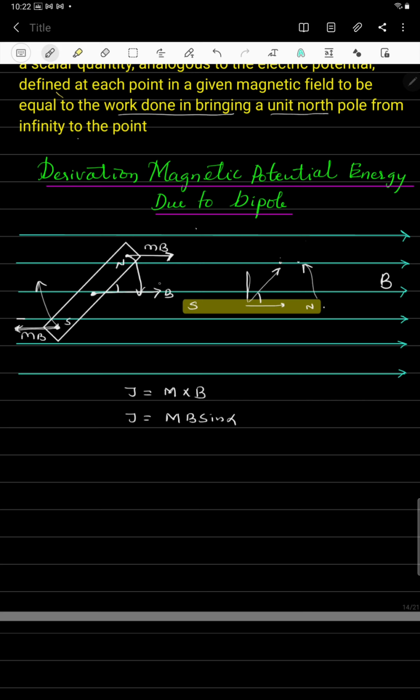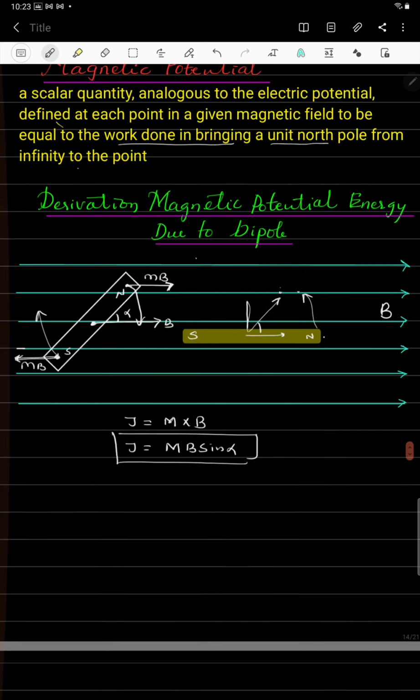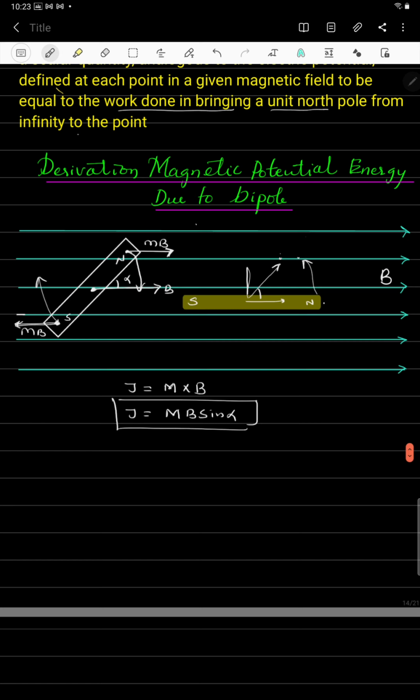So this is similar to the electric field case. Now here the angle alpha is from this point to this point, so I will give it as alpha. Therefore the torque equals mB sine of alpha. Let us now find the magnetic potential energy.